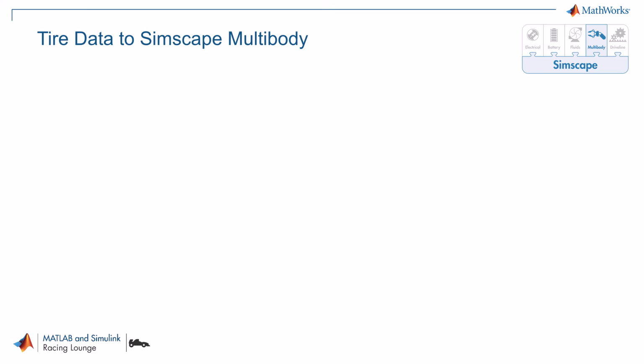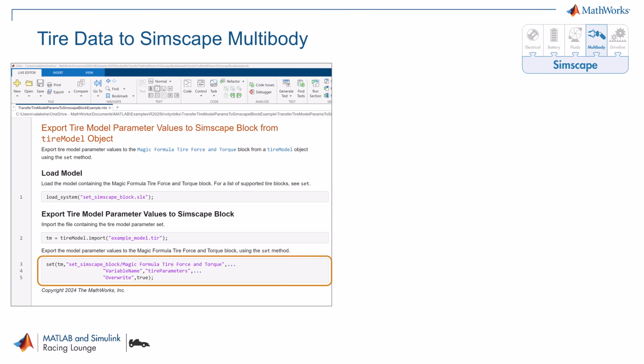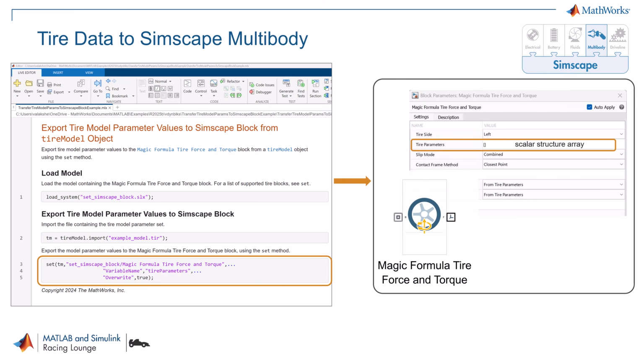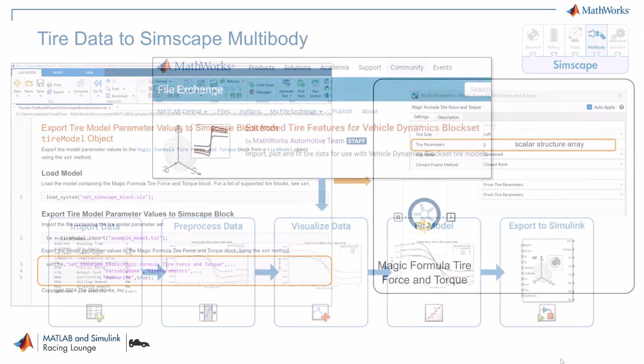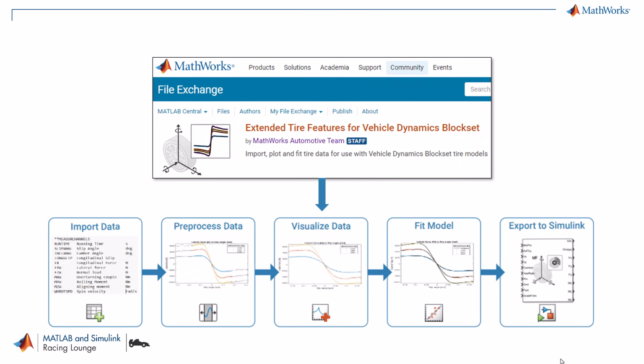Also, if you are working with Simscape Multibody models, you can use a set method to generate the scalar structure array expected as tire parameters in the Magic Formula Tire Force and Torque block. By now, you should have a good understanding of the overall workflow using the extended tire features. In this second demo, let's look at some additional and useful functions.